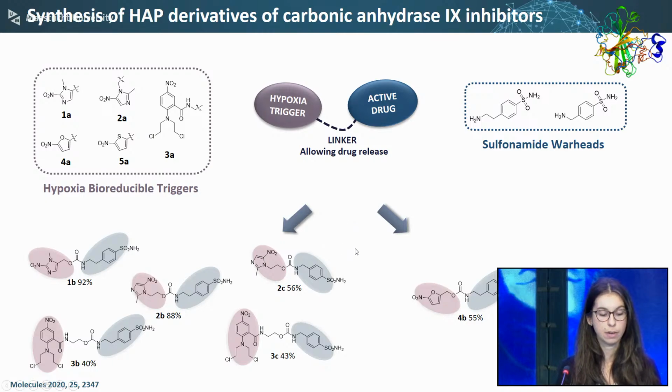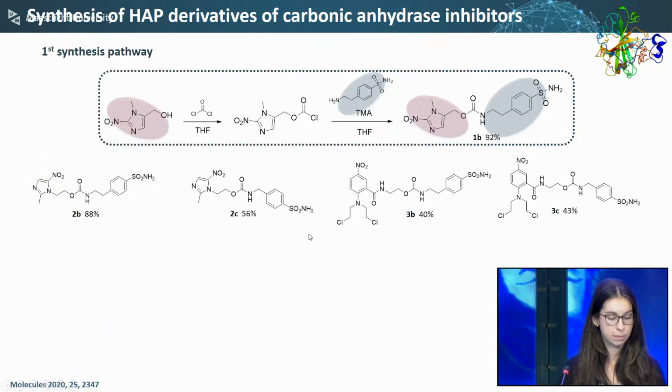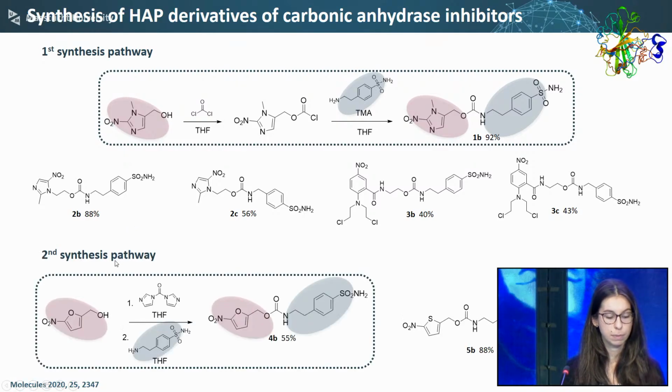Two synthesis pathways have been used here in order to form 7 hubs. The first synthesis pathway is composed of 2 steps. The first one corresponds to the activation of the bioreducible trigger using phosgene, followed by the coupling of the active drug. 5 hubs have been obtained here using this pathway. Then the second synthesis pathway is composed of only one step, comprising first the activation of the bioreducible trigger using carbonyldiimidazole, followed then by the addition of the active drug in order to form 2 other hubs.